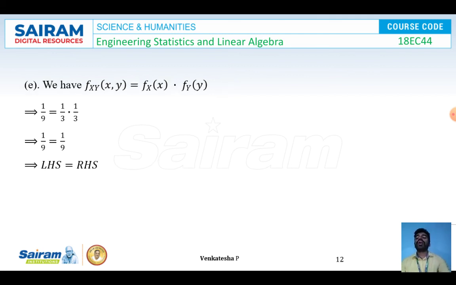Now the last one, to check whether the random variables X and Y are independent or not, the condition is f_XY(x, y) is equal to f_X(x) into f_Y(y). So this is given by 1 by 9 is equal to 1 by 3 into 1 by 3, so 1 by 9 is equal to 1 by 9. Hence LHS is equal to RHS. Hence the random variables X and Y are independent random variables.